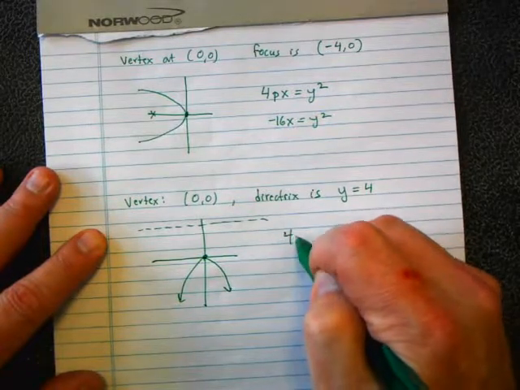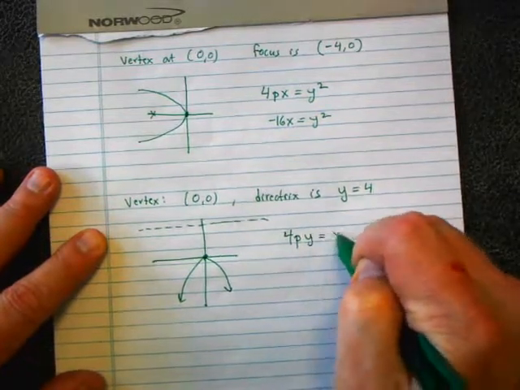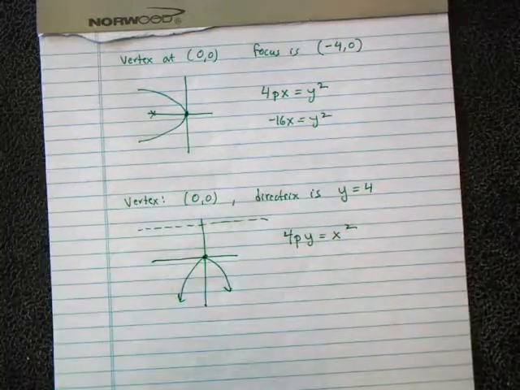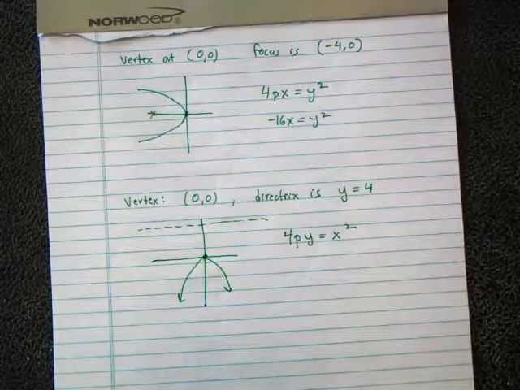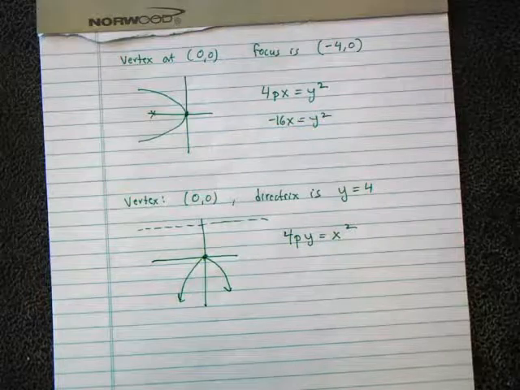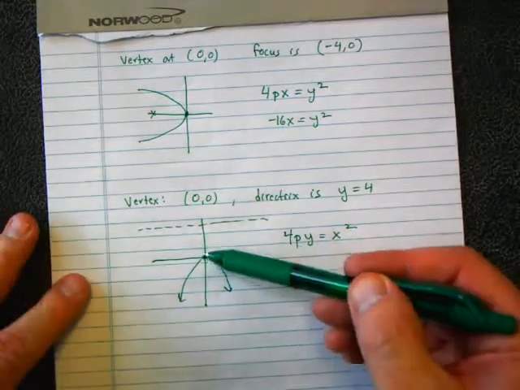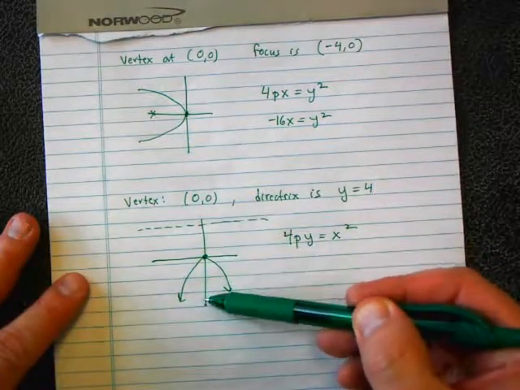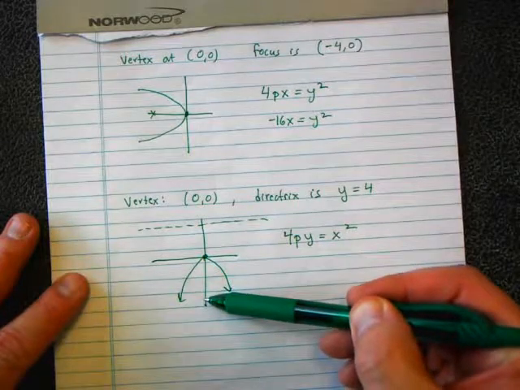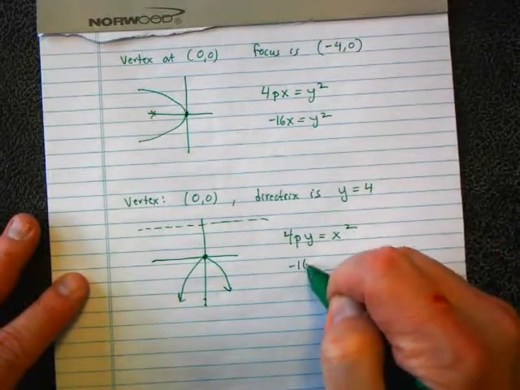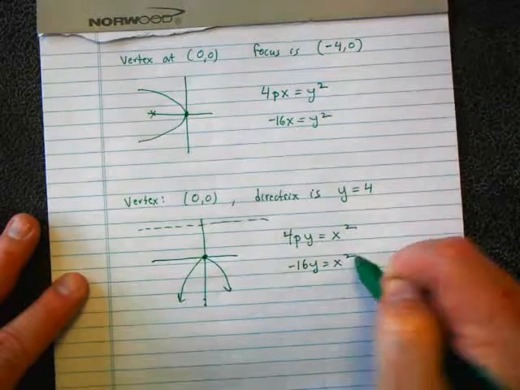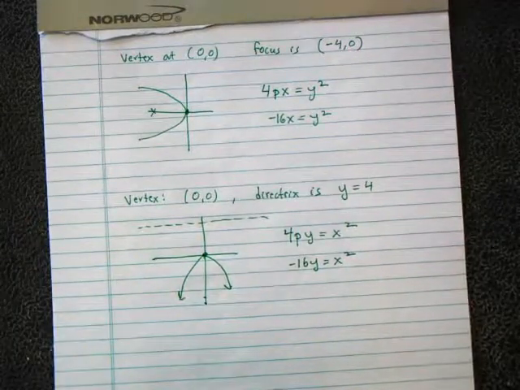I'm going to start with 4py equals x squared. And then you're absolutely right, p has to be the number negative 4. Why is p negative 4? Because the directrix is 4, so the focus has to be at negative 4. The p number has to be negative 4. This one is negative 16y equals x squared. Questions on that one?